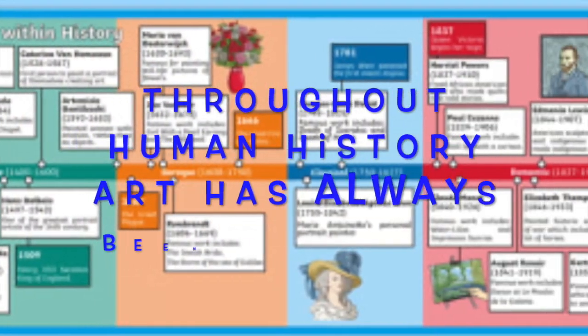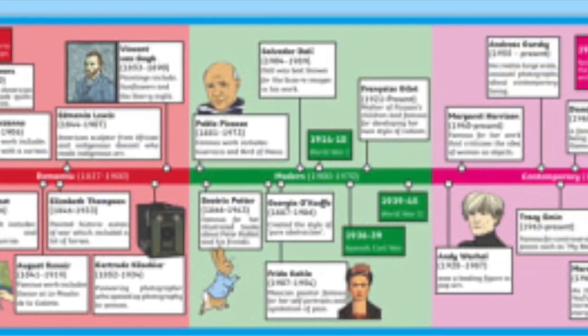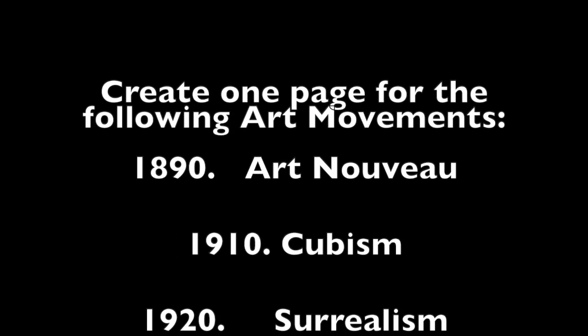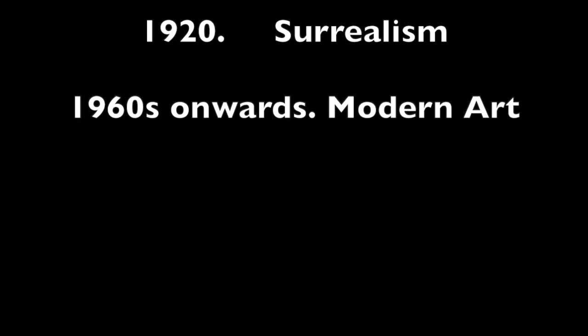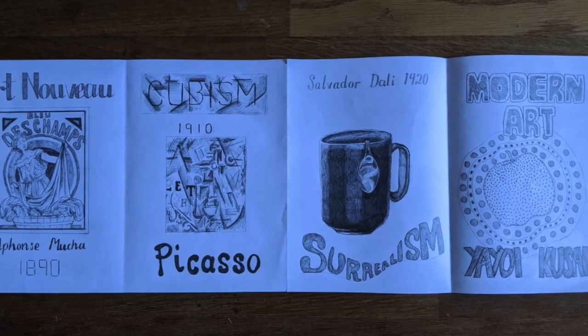Art has changed a lot throughout history. Your booklet is going to show art from 4 different time periods. We've chosen 4 just for you. Create 1 page for the following art movements: Art Nouveau, Cubism, Surrealism and Modern Art. Let's look at some examples of how you might do this.